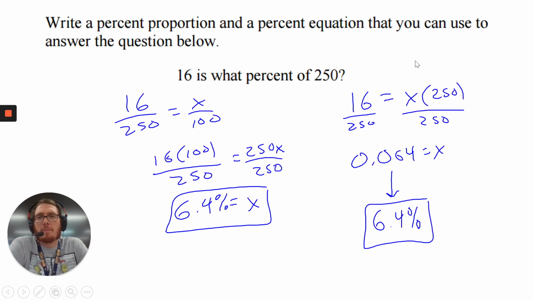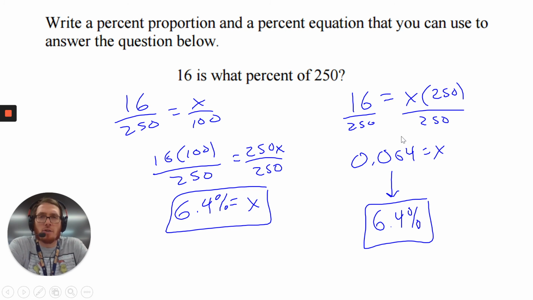Okay, so here's a good example of knowing what you need for a test situation. You need to be able to do a percent proportion and a percent equation off of any situation. For example here, 16 is what percent of 250? The proportion would be 16 is the part, 250 is the whole, x over 100. Cross multiply: 16 times 100 equals 250x, divide by 250. This should be almost automatic once you get going in that situation. Remember, this ends up being 0.064, and you've got to multiply by 100 to make it the percentage.